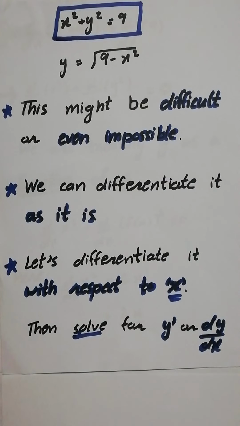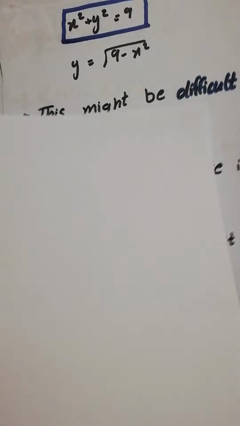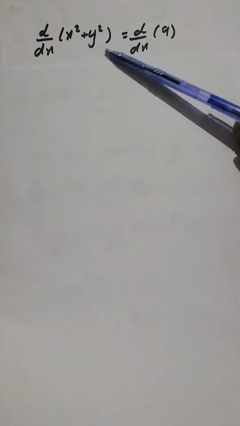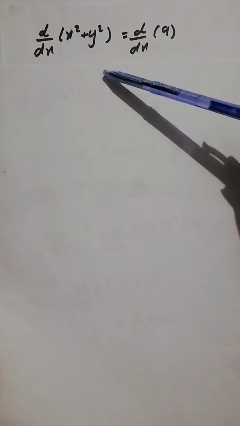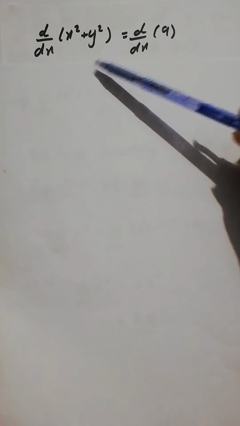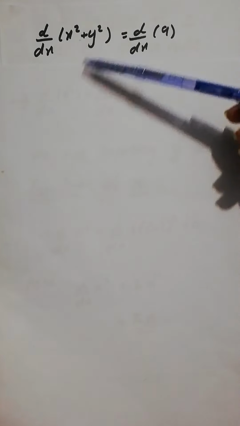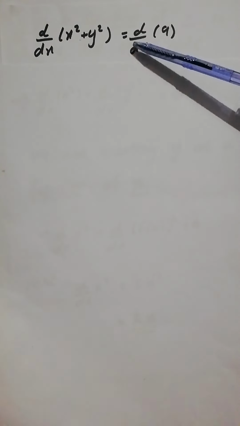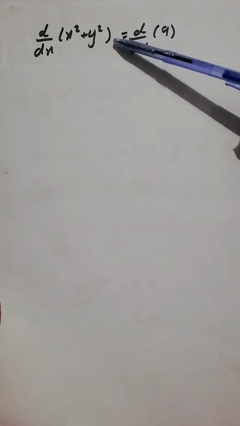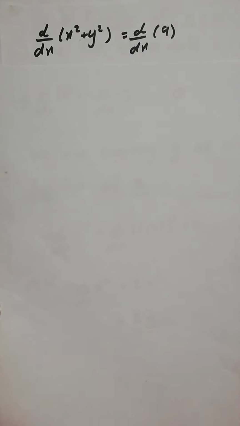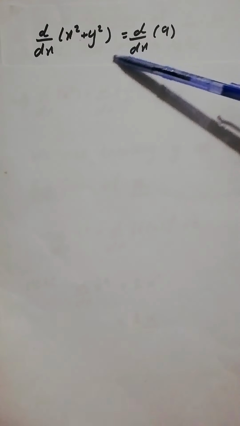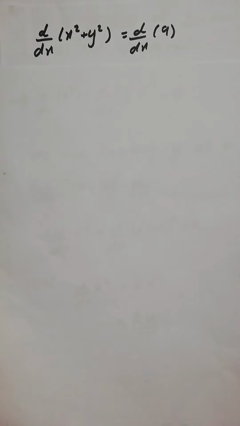First of all, we have to take the derivative of the given equation, x squared plus y squared is equal to 9. We will differentiate it with respect to x on both sides. It will become d by dx of x squared plus y squared is equal to d by dx of 9. Remember, do not forget to apply these brackets. This shows that we are taking the derivative of this whole function with respect to x.